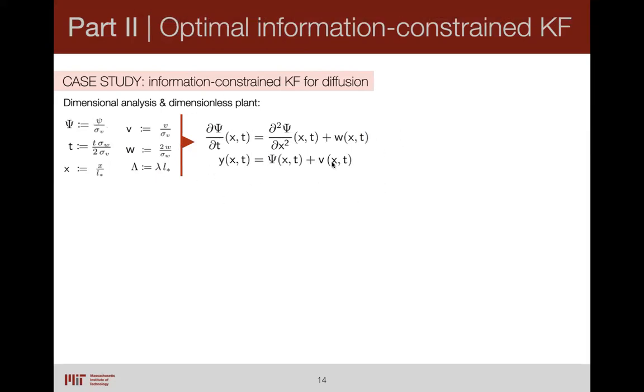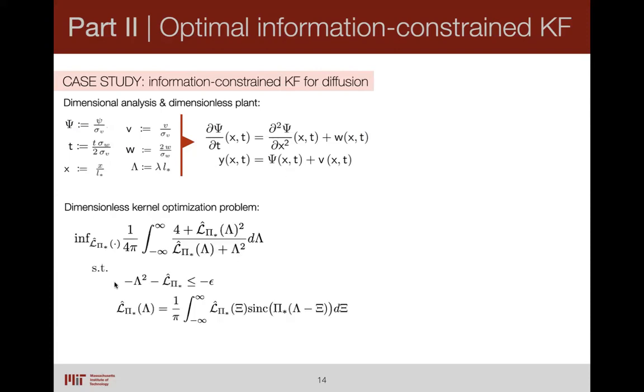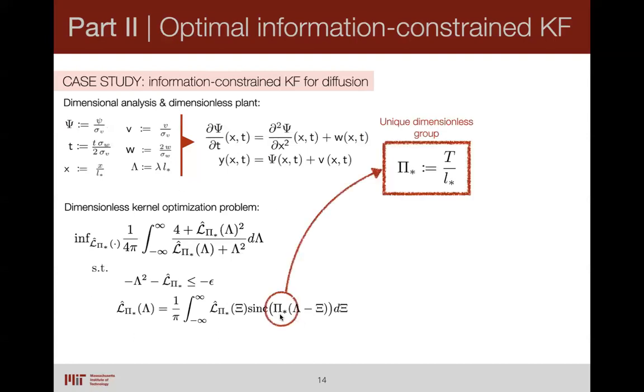So all the parameters are gone from here. Similarly, I pose the optimization problem that I just showed you in dimensionless variables. So now this capital lambda is the dimensionless spatial frequency. And what I can observe is that in this problem, we do actually have one dimensionless group. So this is the unique dimensionless group or dimensionless parameter that appears in this problem.